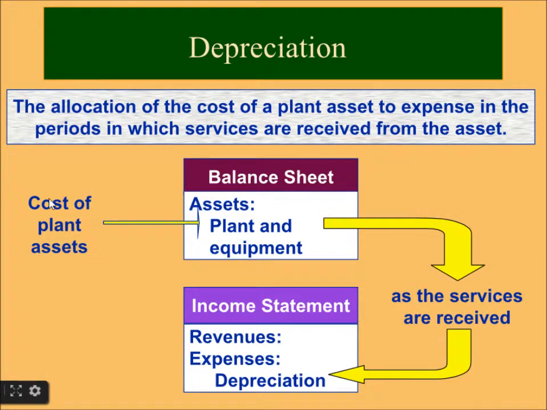Once it is purchased, the cost is added as plant and equipment on the asset side. The total value of the purchase, which we calculated before in the previous example, will be used under the asset. And then as the services are used, as the plant is used, the periodic depreciation expense will be entered in the income statement here under the expense.